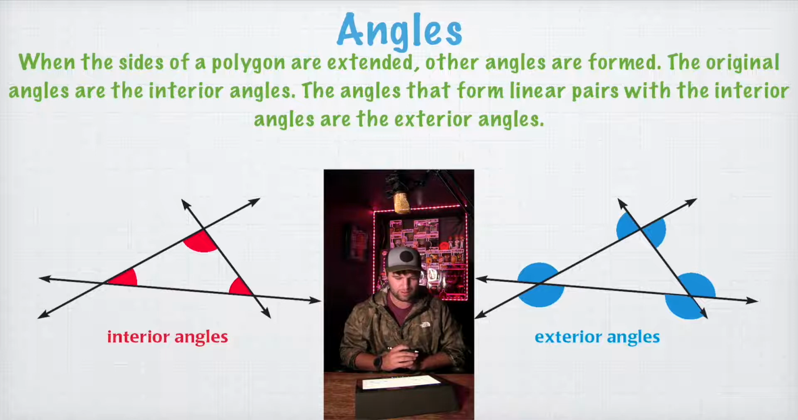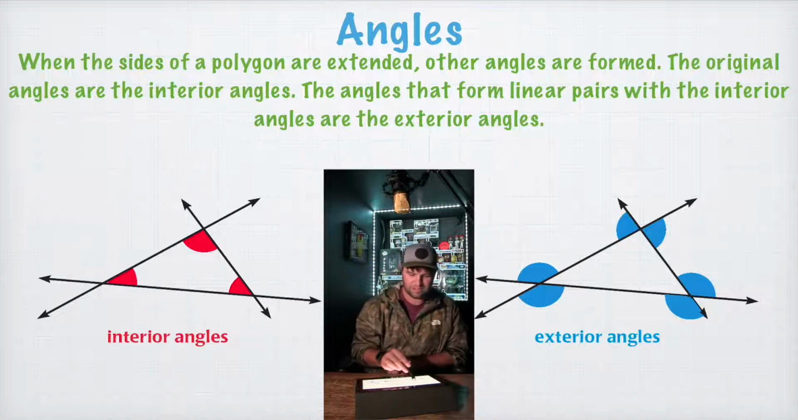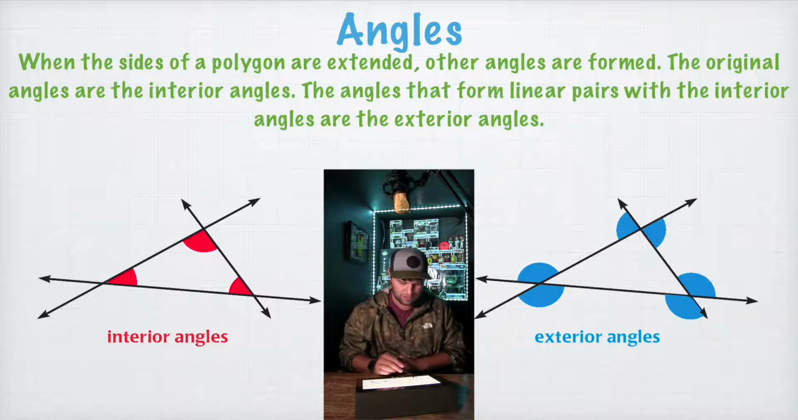So, angles. When the sides of a polygon are extended, other angles are formed. The original angles are the interior angles. The angles that form linear pairs with the interior angles are called the exterior angles. Okay, so you have the interior angles here, and then the exterior angles are the angles that are formed by extending the lines. Okay?